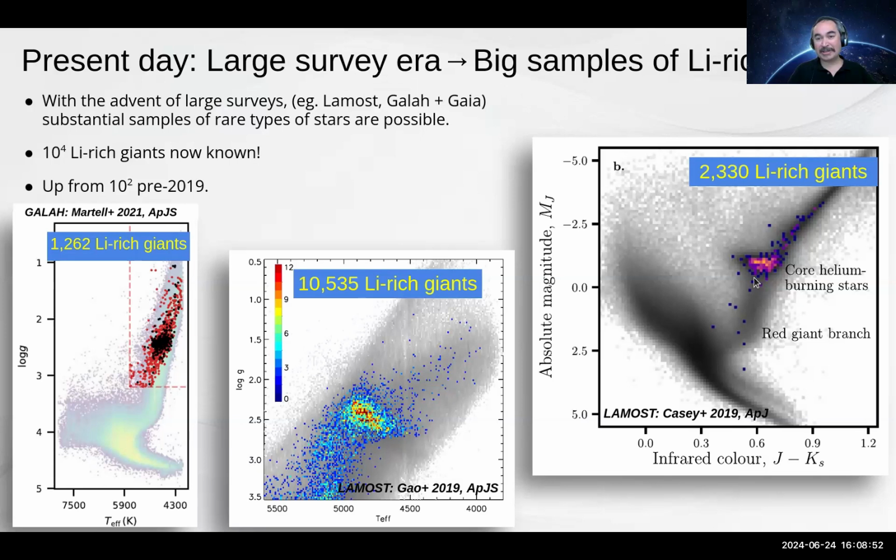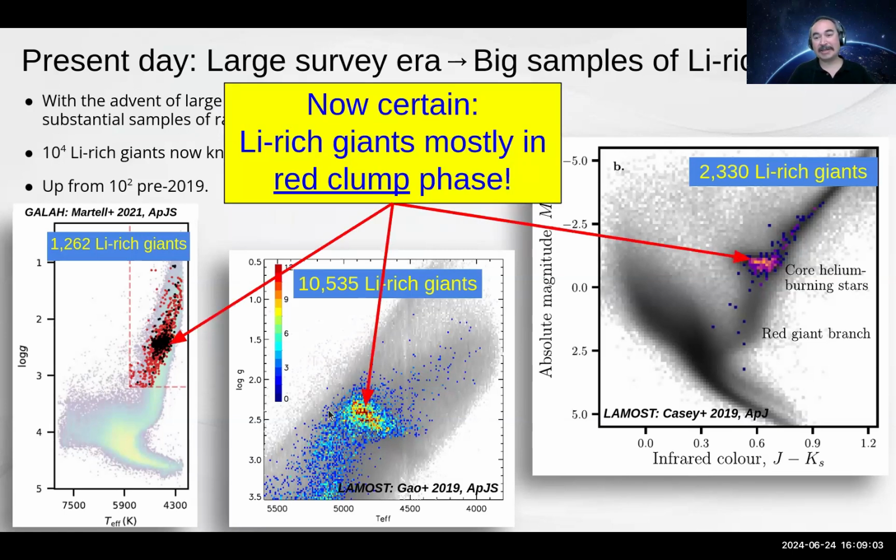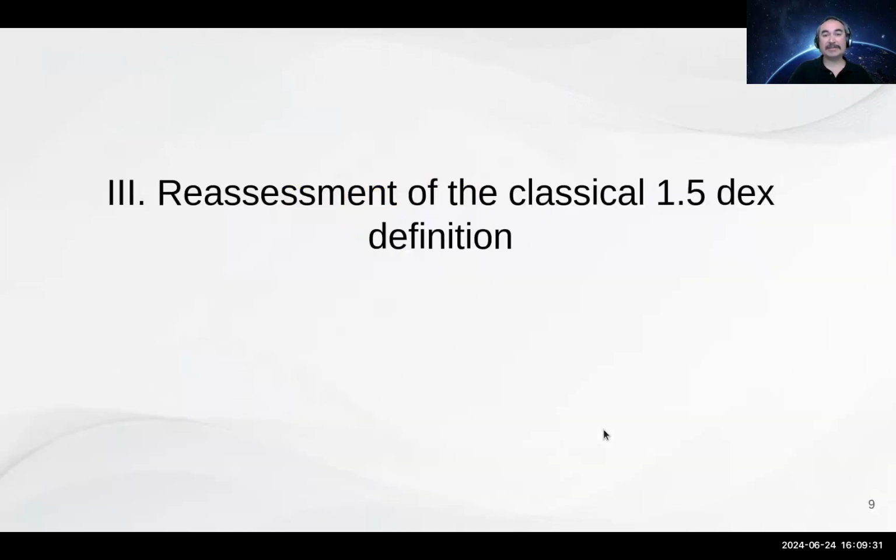One thing you might notice in all these CMDs is that the lithium-rich giants, which are color-coded, are very much clumped around the red clump, this core helium burning phase. So that's pretty much set now. We really know that something like 80, even up to 100% in some samples are red clump stars, these lithium-rich giants. That said, there are some RGB stars that are lithium-rich. So we can see here in this plot that there's some lithium-rich giants above the clump and below, also in the GALAH sample in the black dots here. So it's not 100% red clump stars.